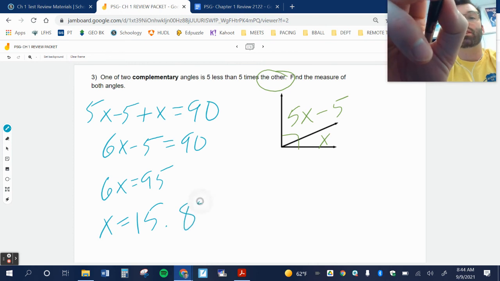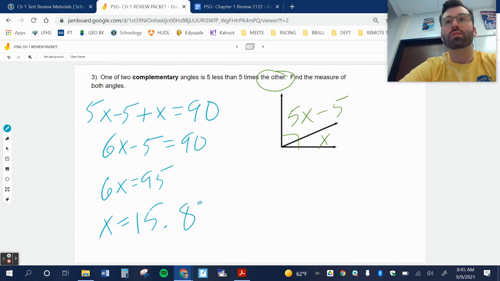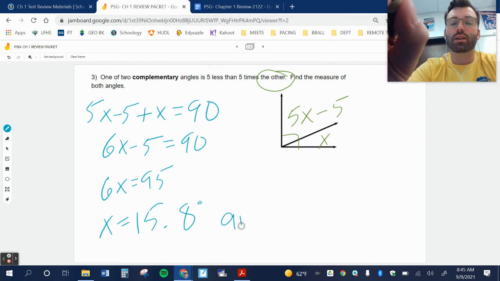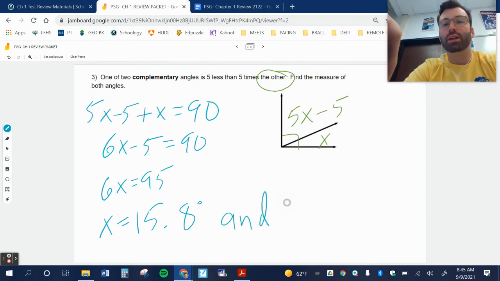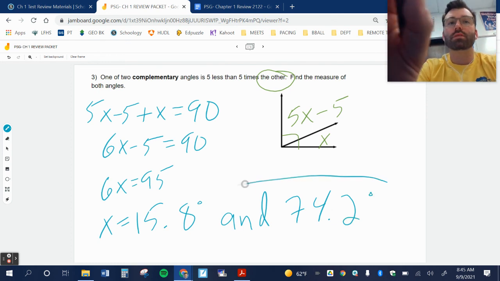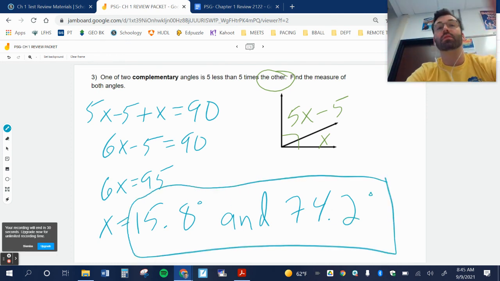And then if I divide by 6, x is 15.83 repeating, you can say that's 15.8. Well, if that one's 15.8, I can do two things. I can take that 15.8 and plug it in for x, or I can just subtract 15.8 from 90 degrees and get 74.2 degrees. Both angles.